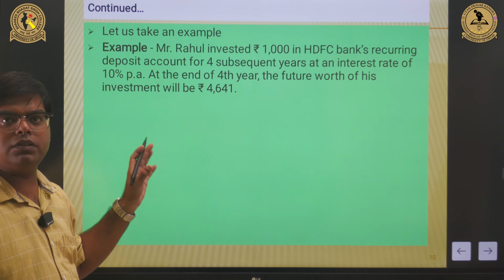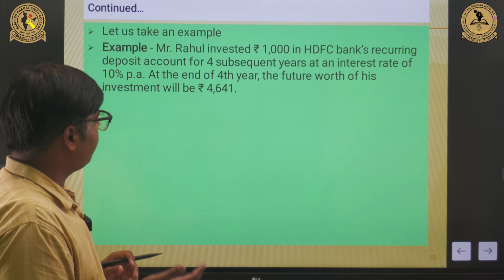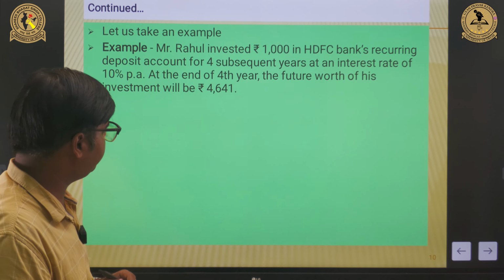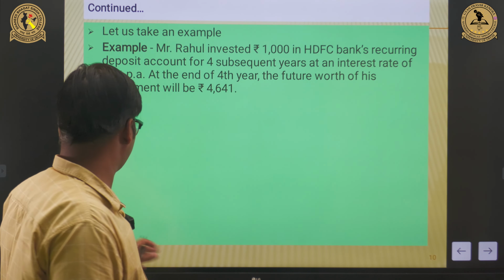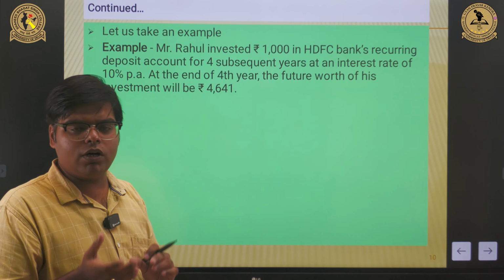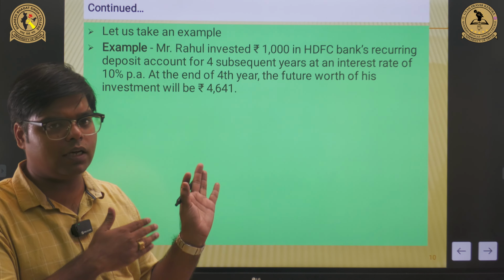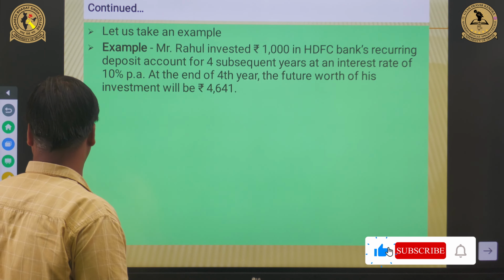If I am saying that Mr. Rahul has invested 1000 rupees for 4 subsequent years at an interest rate of 10% per annum, which means Mr. Rahul is investing 1000 rupees in year 1, 1000 rupees in year 2, year 3 and year 4. So this is a case of annuity and I need to calculate the future value from that investment.